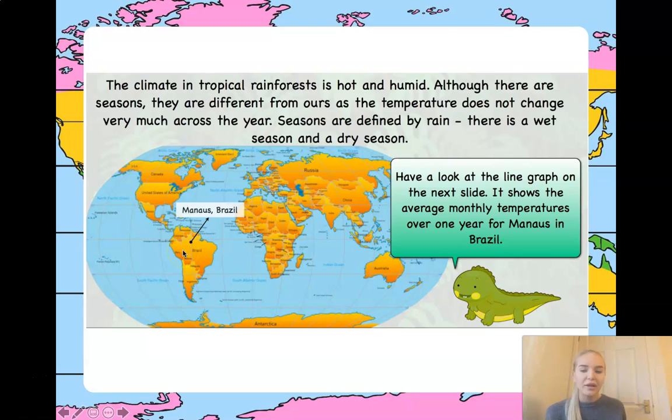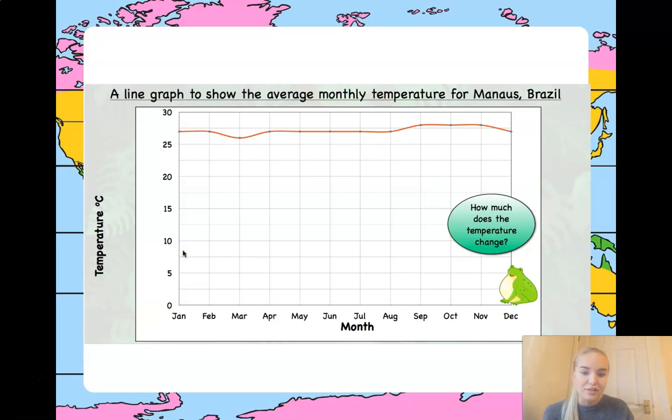Now if you've been following our reading sessions, you will remember that Manaus is the place where all the children are trying to get to, and that is a place which has a tropical rainforest in it. We are going to be having a look at some line graphs and some bar graphs in a moment, which show the average monthly temperatures over a whole year in Manaus in Brazil.